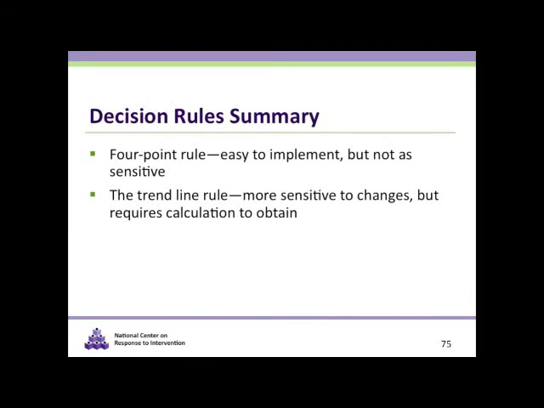In summary, the 4-point rule is easy to implement, but it's not as sensitive. The trend line rule is more sensitive to changes, but requires calculations to obtain. Let's apply the trend line analysis in order to confirm or disconfirm screening data and assess response to secondary intervention.